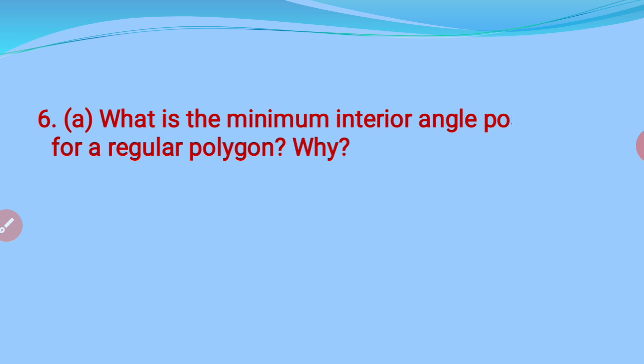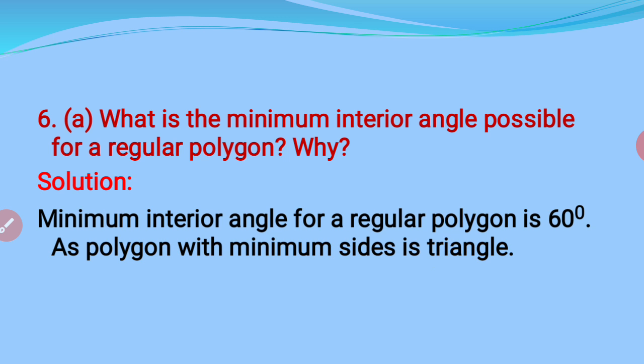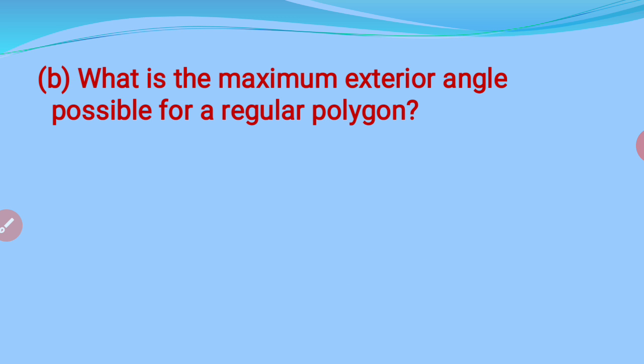Now the next question is, what is the minimum interior angle possible for a regular polygon? The minimum interior angle possible for any regular polygon comes from the minimum number of sides which is possible, and that is 3, for a triangle. For a regular triangle, that is an equilateral triangle, the measure of each angle is 60 degrees, and hence it is the minimum angle that is possible for any interior angle.